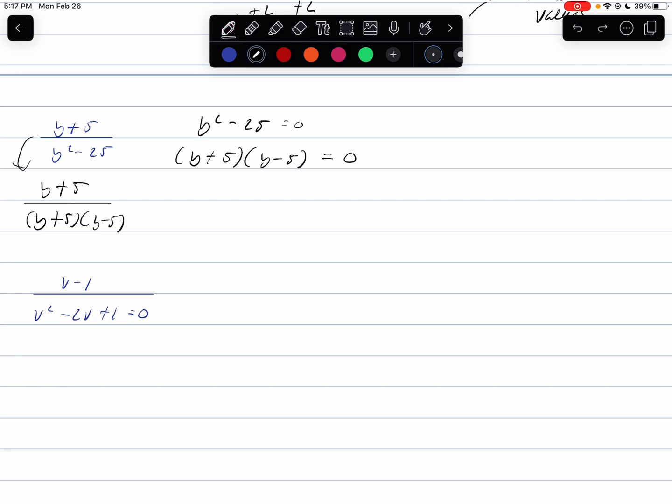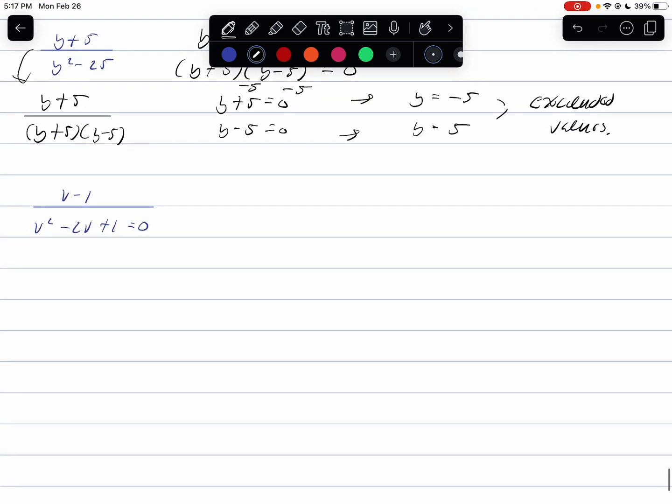So here we have to find when y plus 5 times y minus 5 is equal to 0. So just like before, we'll set each of these equal to 0. So if we have y plus 5 is equal to 0, we're going to get that y is equal to negative 5, and y minus 5 equals 0 is going to give us y equals 5. So these are both our excluded values. Okay? So let's do one more.